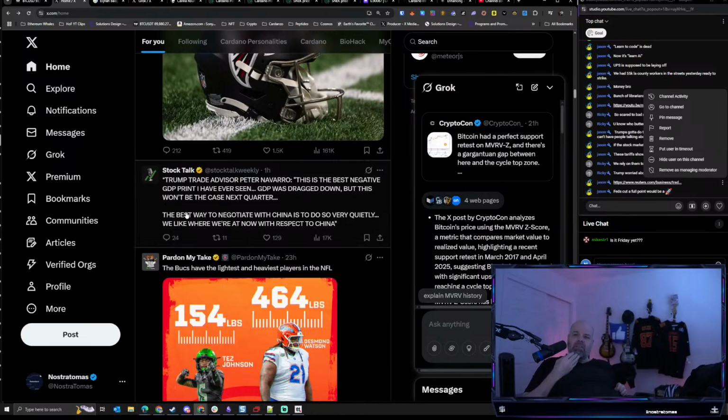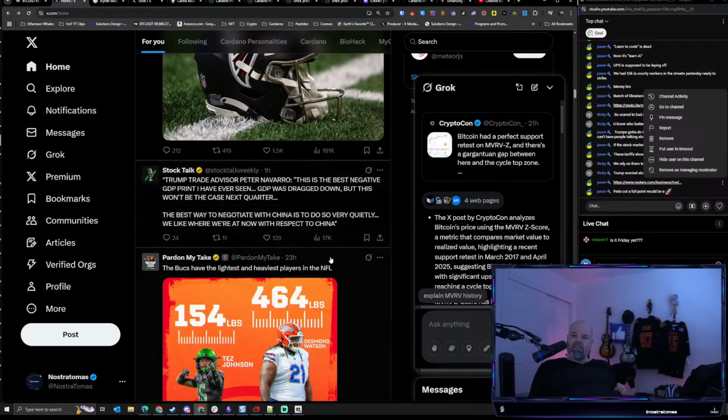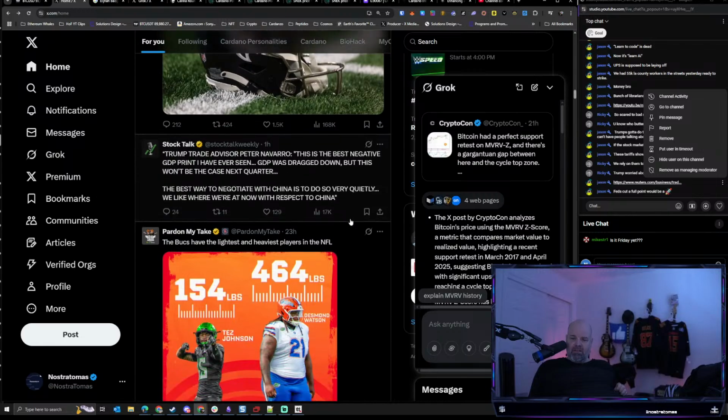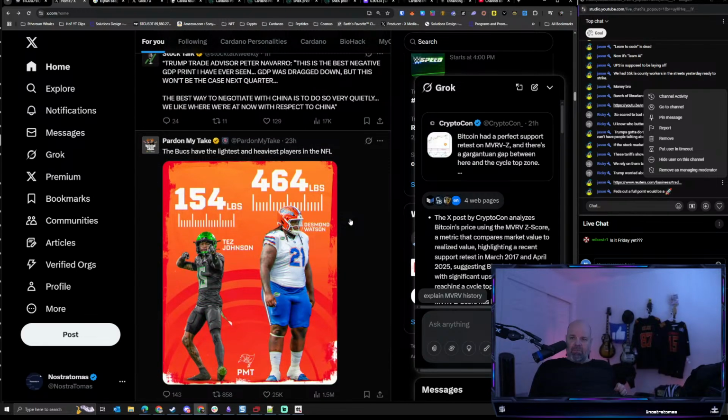This is the best negative GDP print I've ever seen. GDP was dragged down, but this won't be the case next quarter. The best way to negotiate with China is to do so very quietly. There we go. Some positive spin.